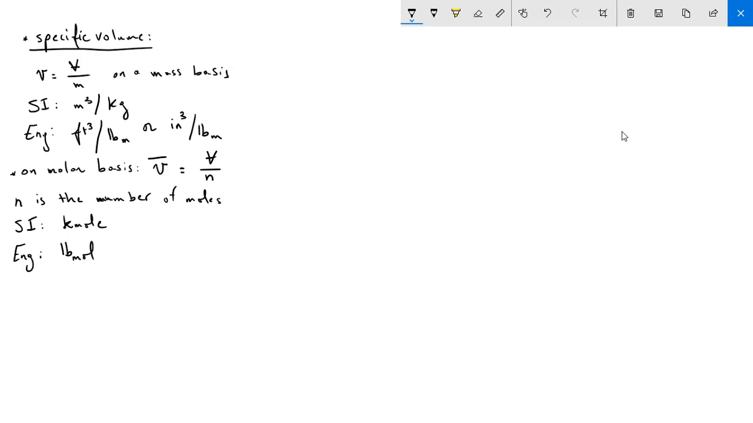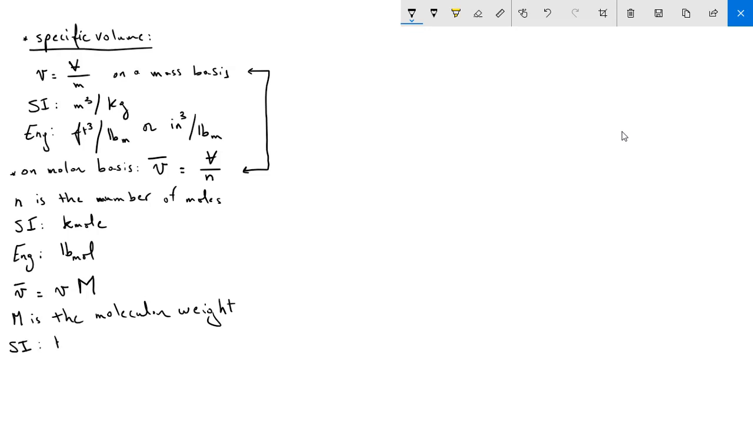There is a conversion factor between the specific volume on a mass basis and the specific volume on a molar basis, which is: the specific volume v bar on a molar basis is equal to the specific volume on a mass basis times the molar mass, or the molecular weight. So M is the molecular weight, and the molecular weight in SI units is in kilogram per kilomole. So every kilomole, how many kilograms it has. In English unit, it's pound mass per pound mole.